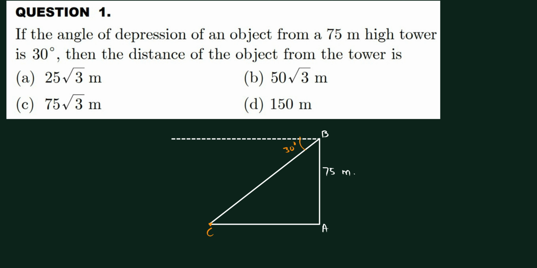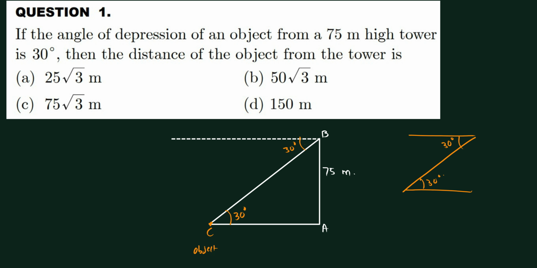Okay, at C we have the object. If it is 30 degrees and this side also 30 degrees, how is it 30? These two are parallel lines and these two are alternate interior angles. Alternate interior angles are equal. We need to find the, so the object is here. So this is the object.